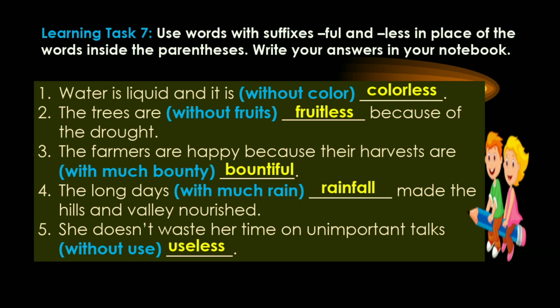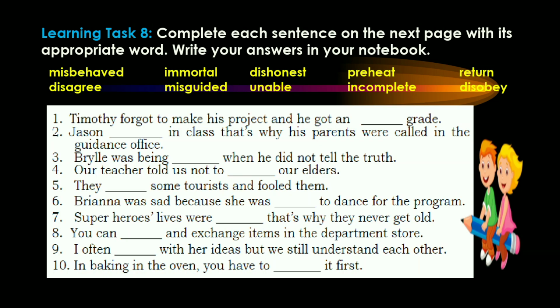Okay? So, this time, let's have learning task number 8. For this learning task, you are going to complete its sentence with its appropriate word. We have the words misbehaved, disagree, immortal, misguided, dishonest, unable, preheat, incomplete, return, and disobey. So, which among these words could be used for sentence number 1? Timothy forgot to make his project and he got an blank grade. An incomplete grade.